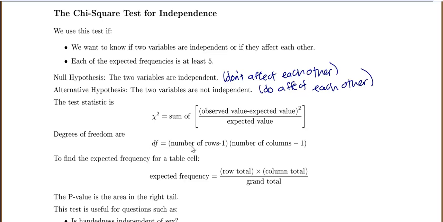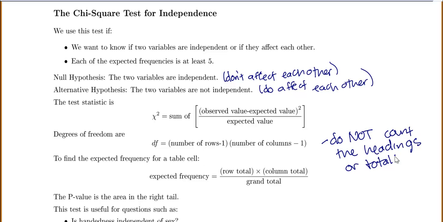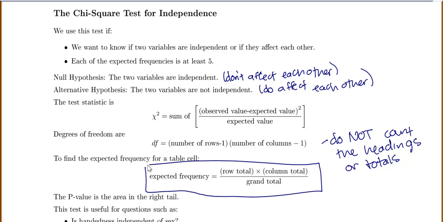Now the degrees of freedom is going to be your number of rows minus 1 times the number of columns minus 1. And when you're doing this, we do not count the headings or totals. Now it's a little bit harder to find the expected values for the chi-square test of independence. What you have to do is each expected frequency or count is going to be the row total times column total over the grand total. So that's the formula you're going to need to know.